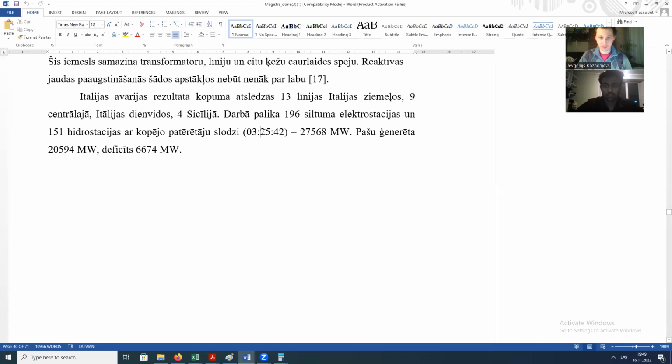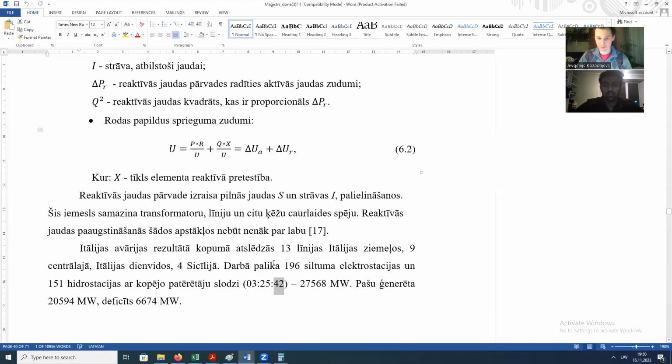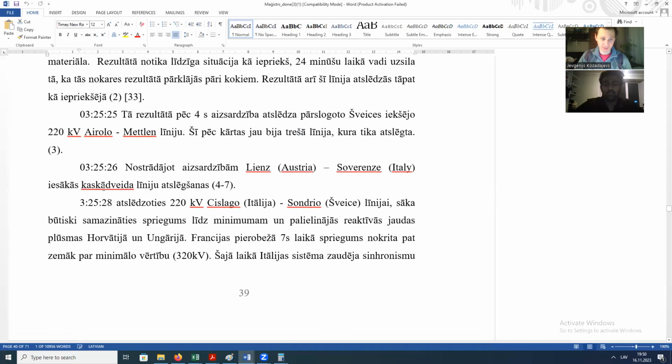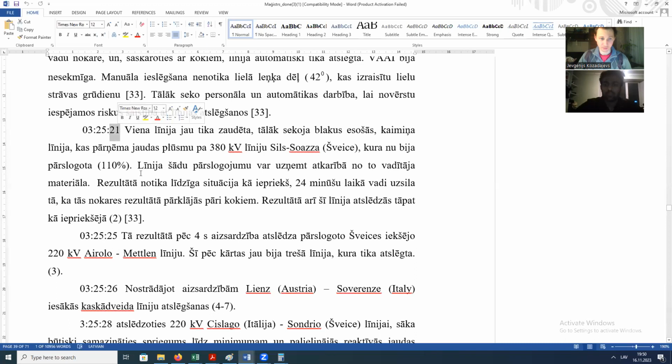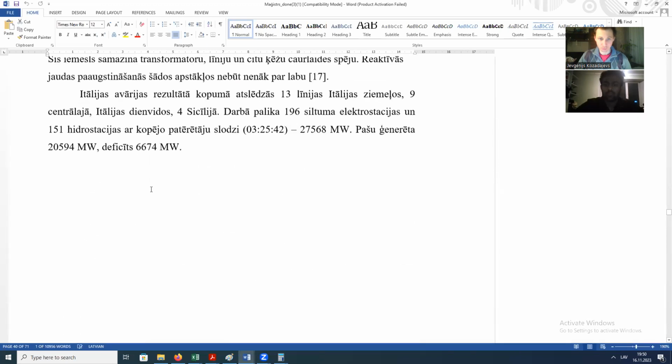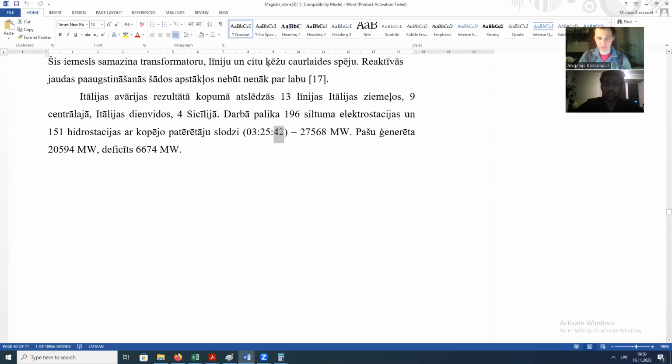At 25 minutes 42 seconds, Italy is disconnected from continental Europe altogether. All the interconnection lines were disconnected. The process started at 25 minutes 21 seconds, and all the lines were disconnected at 42 seconds. It means that we lost all the interconnection lines in 21 seconds.